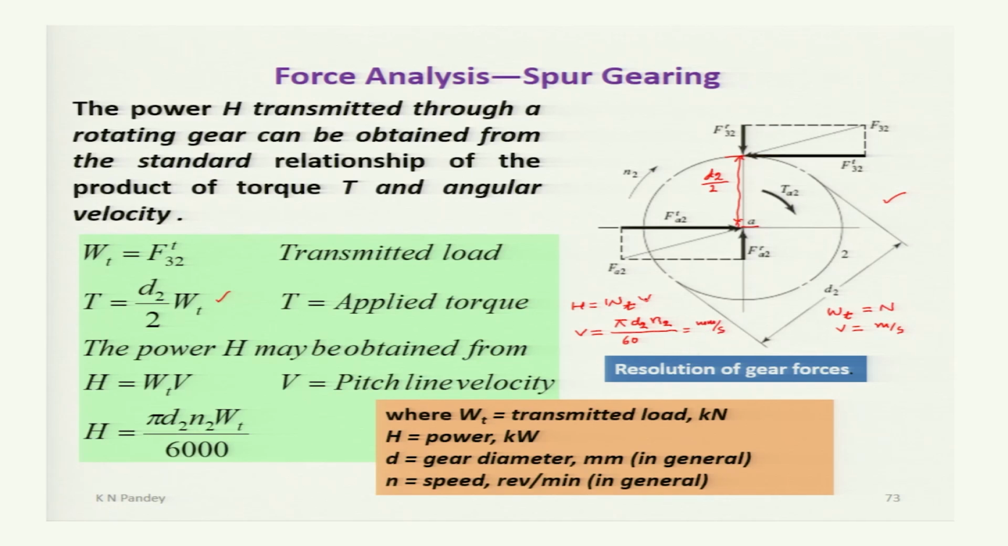Now to substitute this into this equation to get H in watt, we have to convert V into meter per second and substitute it here. Now if the units are taken like Wt is in kilonewton, power is in kilowatt, diameter, pitch diameter is mm, and the RPM is revolution per minute, then the formula will be H is equal to pi d2 N2 Wt divided by 60000.